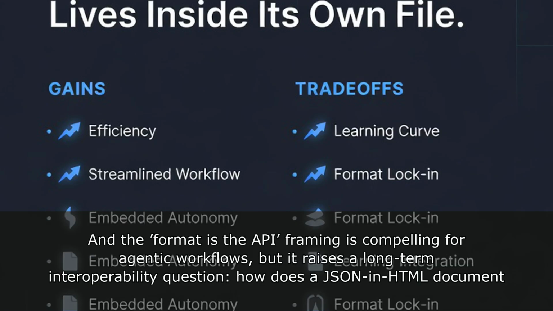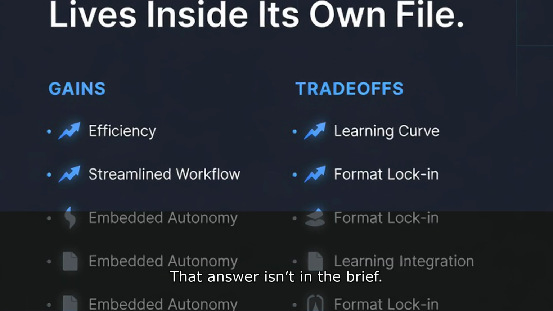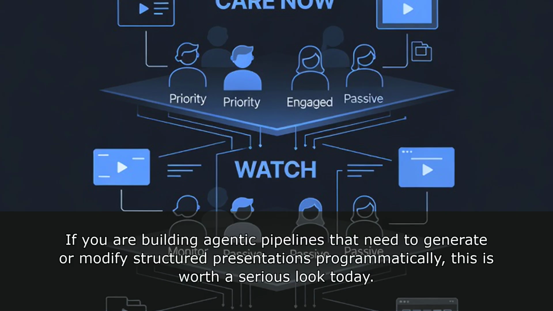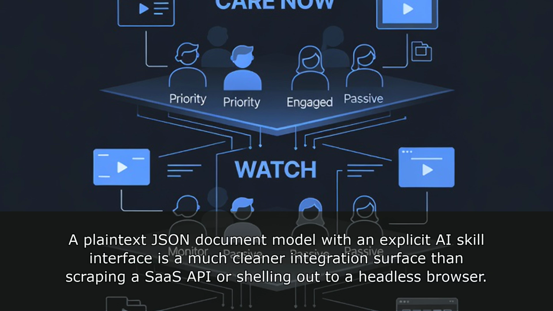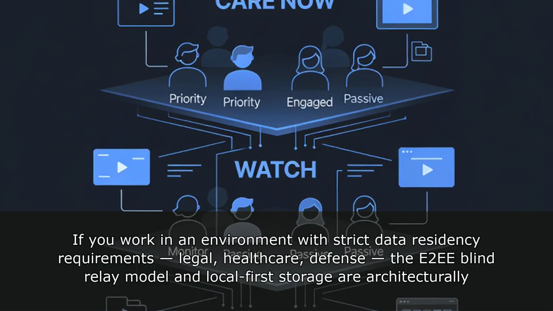And the format is the API framing is compelling for agentic workflows, but it raises a long-term interoperability question. How does a JSON in HTML document model translate to and from the .pptx ecosystem that most enterprise workflows still depend on? That answer isn't in the brief. If you are building agentic pipelines that need to generate or modify structured presentations programmatically, this is worth a serious look today. A plaintext JSON document model with an explicit AI skill interface is a much cleaner integration surface than scraping a SaaS API or shelling out to a headless browser.